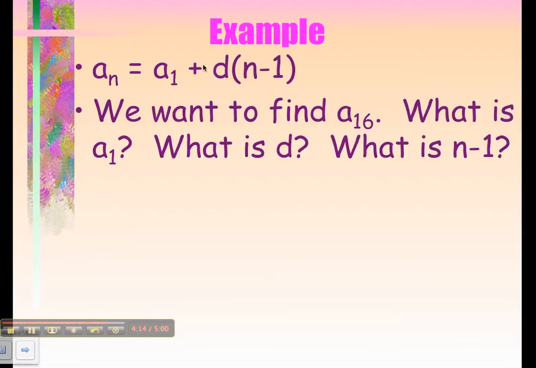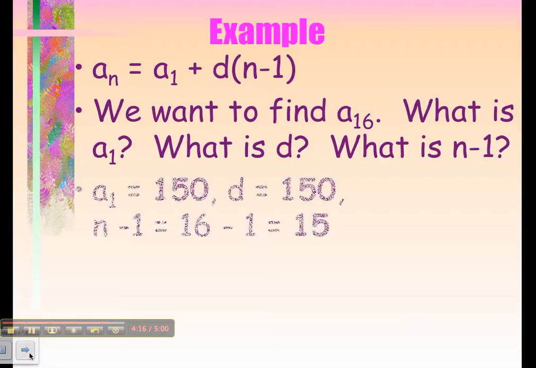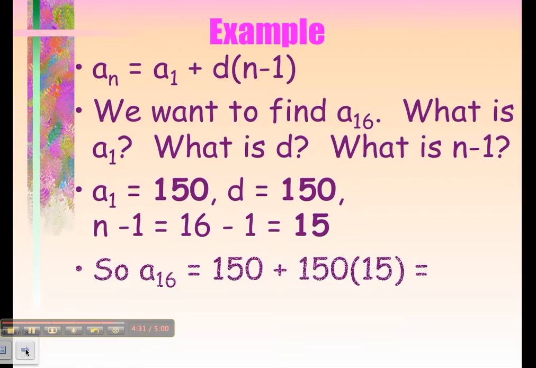So I have to ask myself, what are these 3 parts? And the 3 parts I know are a sub 1, which is 150. The common difference is 150. And since the term I'm looking for is 16, n minus 1 is 15. And when I substitute those values into the formula, what I end up with is this expression here, 150 plus 150 times 15, and I end up with $2,400.